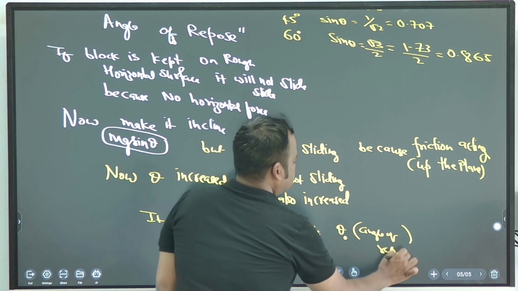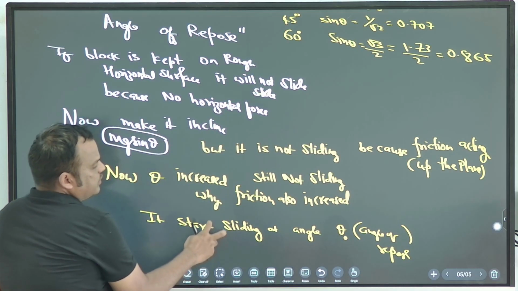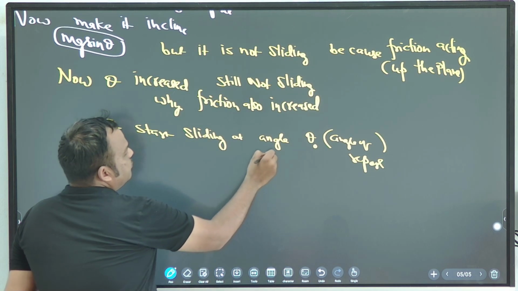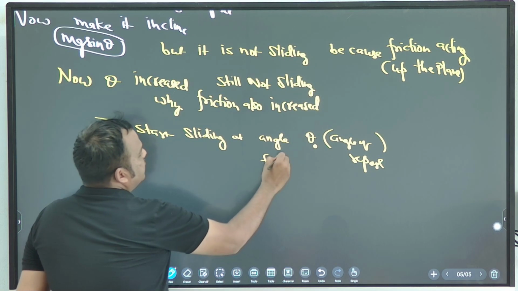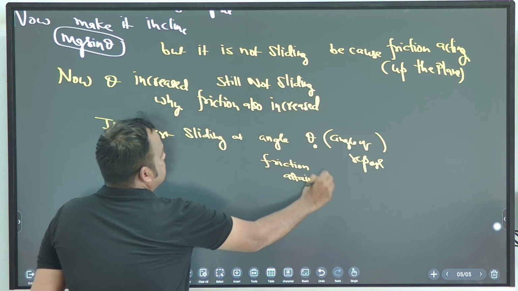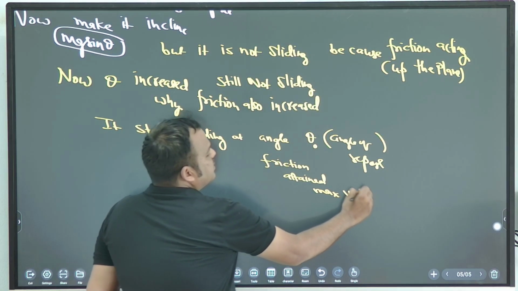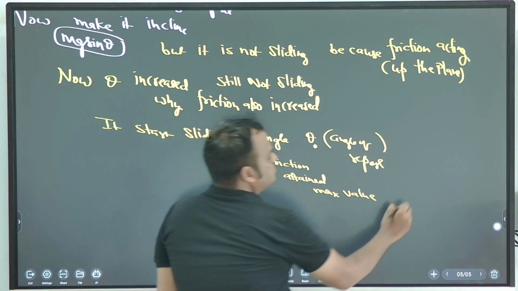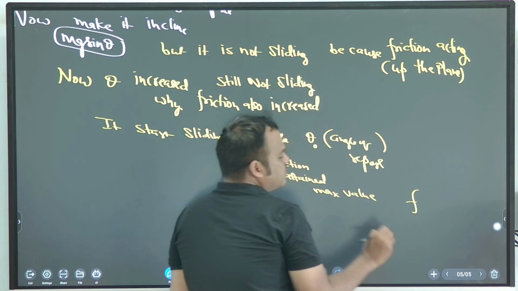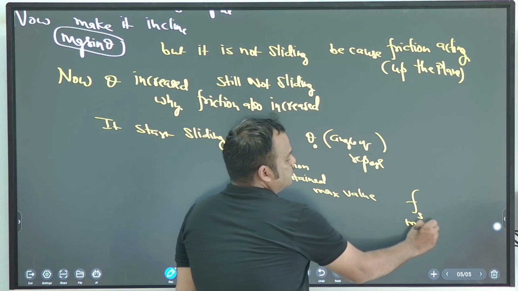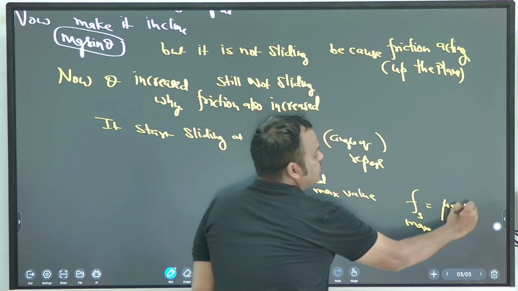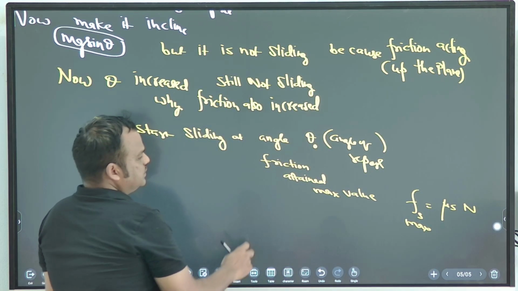So what happens at the angle of repose? What is going on? Friction attains its maximum value. What is the maximum value of friction? You know it? Tell me. Maximum static friction. No, maximum mu s N, right?